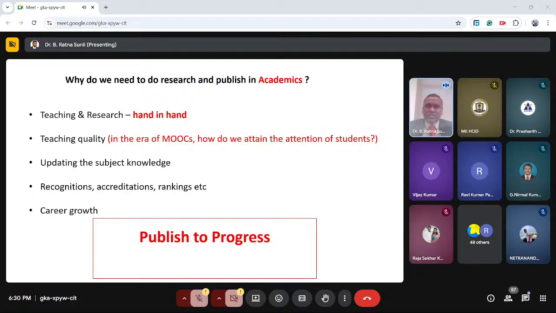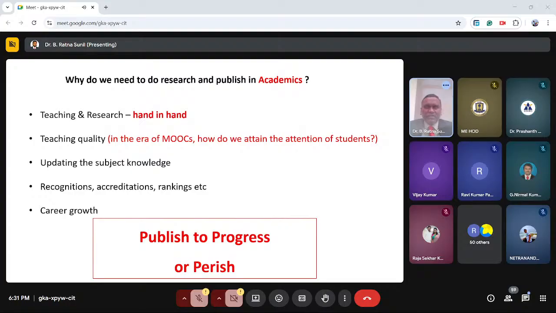So updating the subject knowledge is possible if we are active in research, and recognitions, accreditations and rankings all now depend on research as an important task. And another thing is career growth. How does anybody measure the contribution of an academician? Teaching, anybody can teach. Those who have a couple of years of experience in a specific subject can teach the same subject again and again, for 10 years or 15 years.